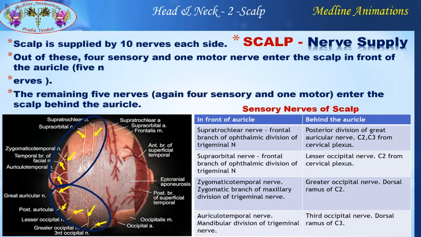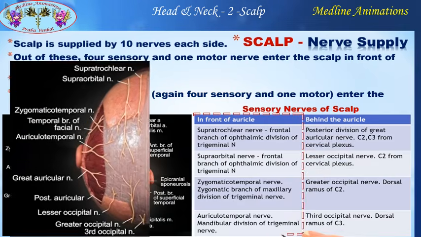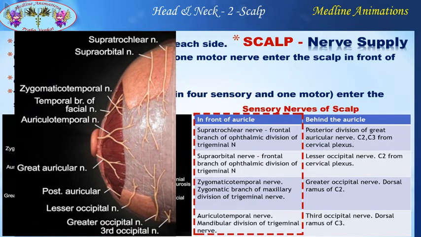The table shows the sensory nerves supplying the scalp in front and behind the auricle. The sensory nerves supplying in front of the auricle are supratrochlear nerve. It's a branch of the frontal branch of ophthalmic division of trigeminal nerve. Supraorbital nerve. It's a branch of the frontal branch of ophthalmic division of trigeminal nerve. Zygomatico-temporal nerve. It's a branch of the zygomatic branch of maxillary division of trigeminal nerve. Auriculotemporal nerve. It's a branch of the mandibular division of trigeminal nerve.